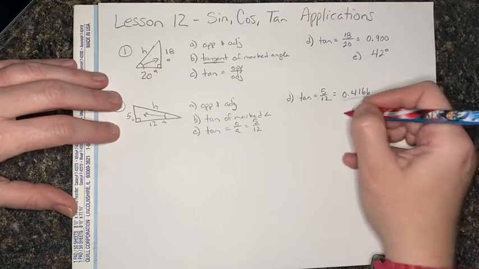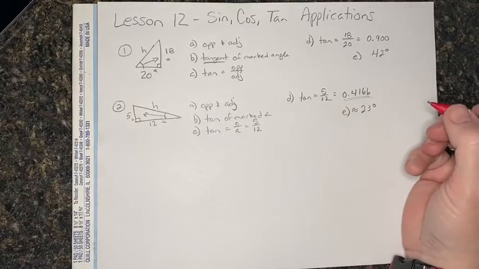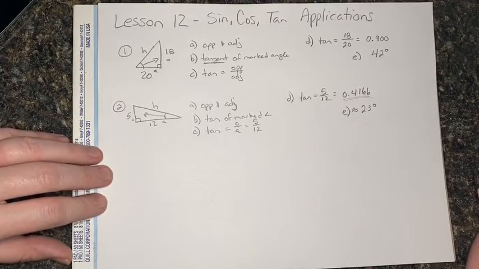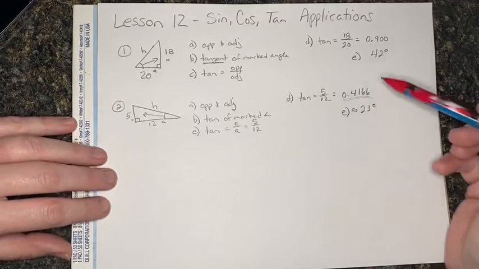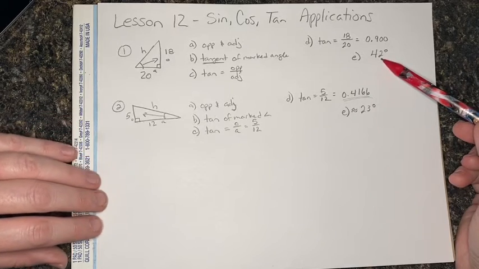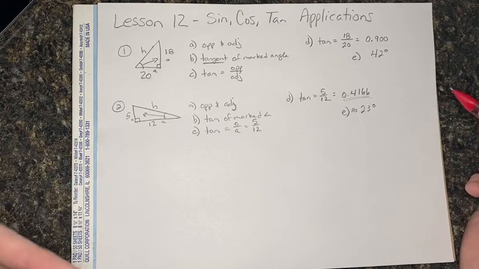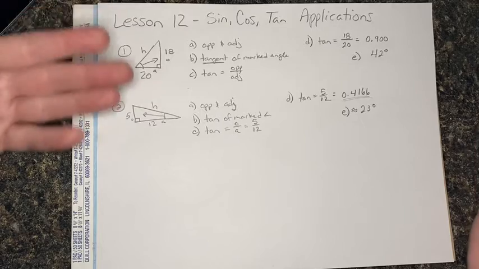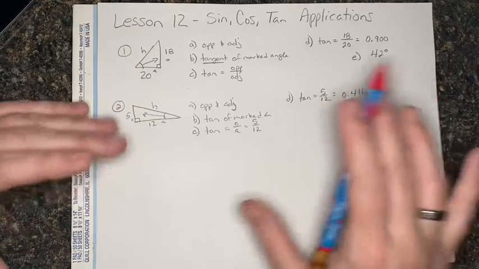And when I say that, they use approximately. Okay, it's approximately 23 degrees because I did have to round, right? It wasn't an exact answer like problem 1. I had to round, so it's an approximate. It's basically 23 degrees. Okay, and that's fine.